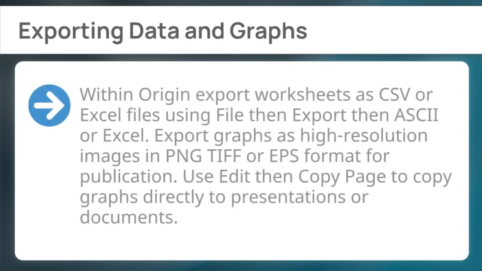Finally, exporting data and graphs. Within Origin, export worksheets as CSV or Excel files, using File, then Export, then ASCII or Excel. Export graphs as high-resolution images in PNG, TIFF, or EPS format for publication. Use Edit, then Copy Page to copy graphs directly to presentations or documents.